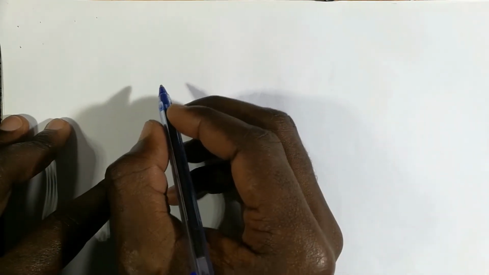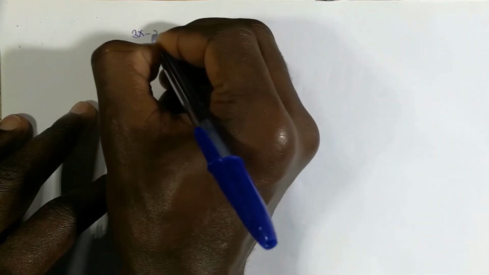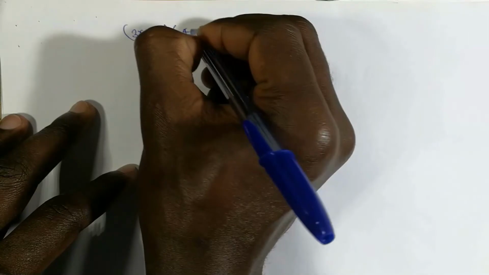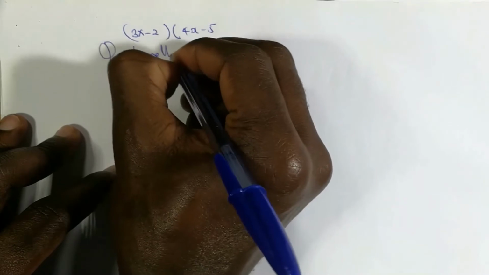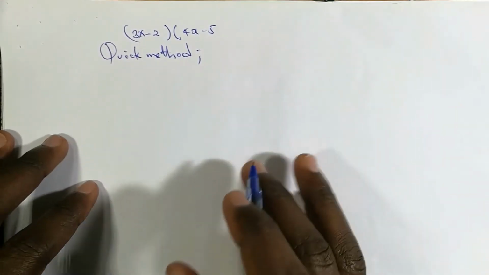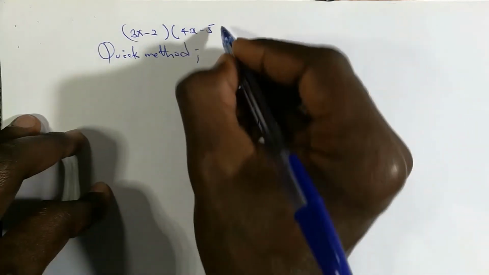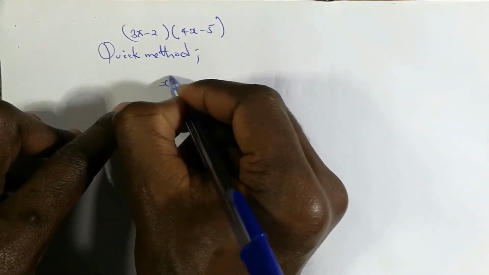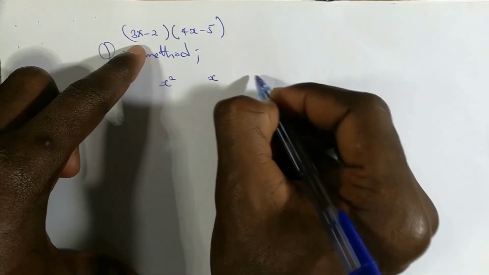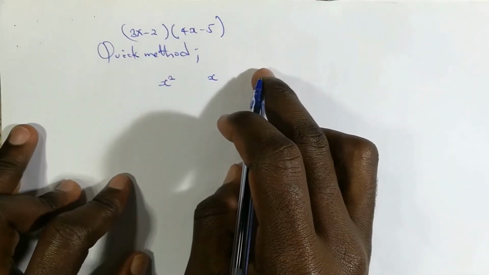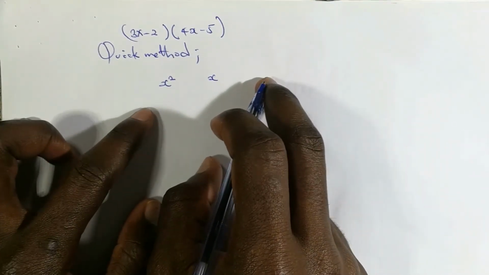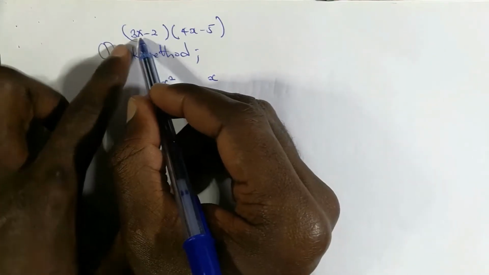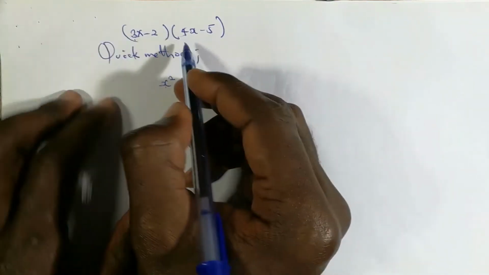Let's consider now another example. Let me say 3x minus 2 into 4x minus 5. Quick method. Remember I told you we have the term with x squared, the term of x, and the term of a number without x. To get the coefficient of x squared, we multiply the coefficients of the first terms.